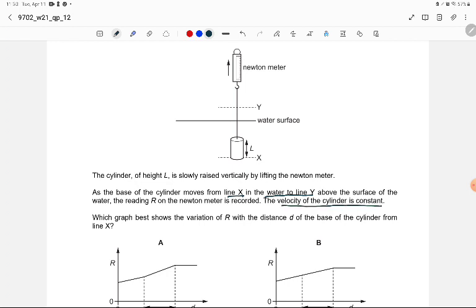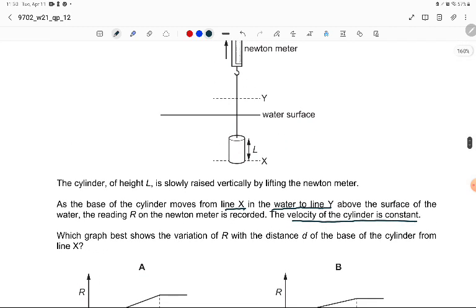So that is one very important point. That means the upward force must be equal to the downward force at all times. Which graph best shows the variation of R, the reading on the Newton meter, with the distance d of the base of the cylinder from line X? So first of all, initially, R is the reading on the Newton meter.